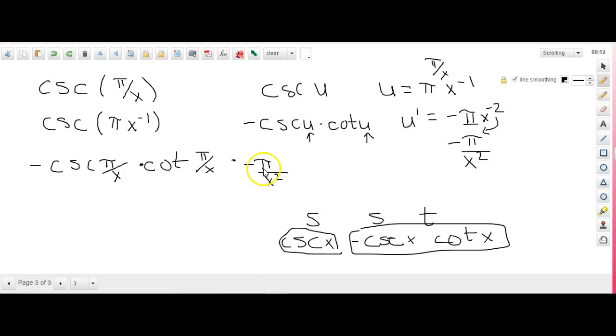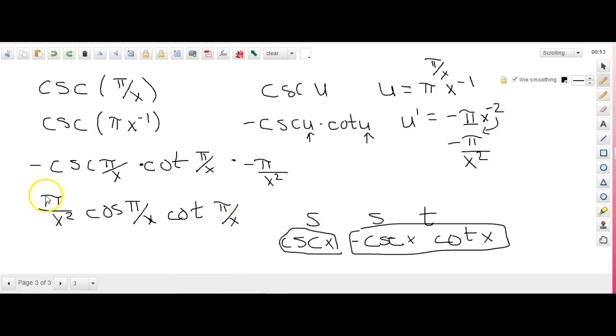So you can rewrite this, and we have a negative times this negative in front. So really this is all positive now. So positive pi over x squared, cosecant of pi over x, times cotangent of pi over x.